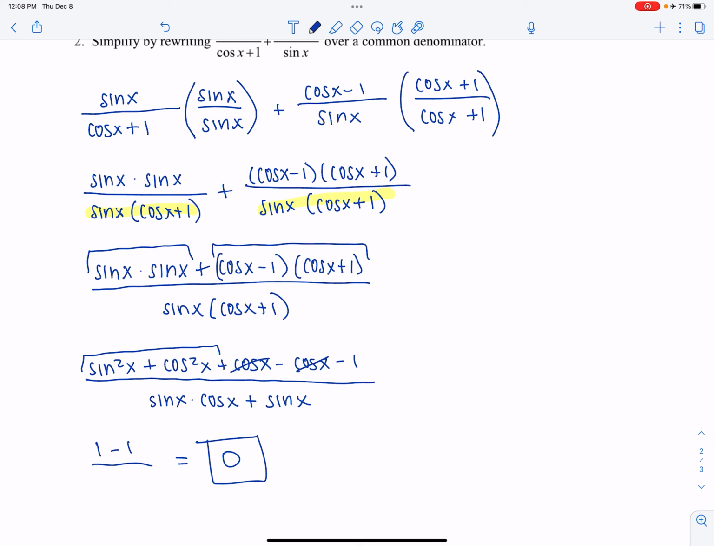And you don't get much simpler than that. We've simplified it all the way down to a number value.